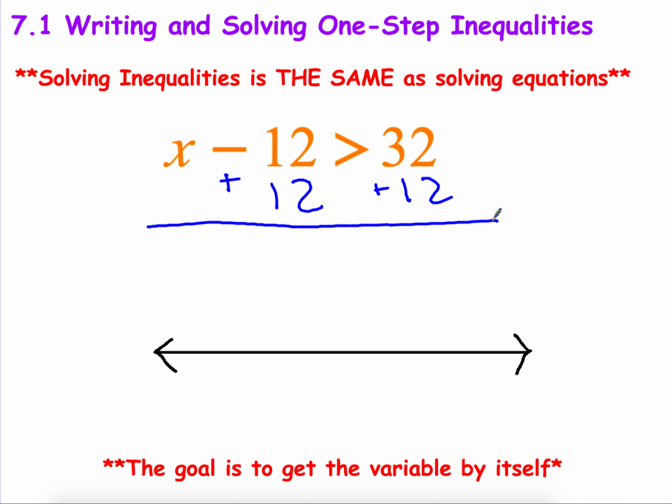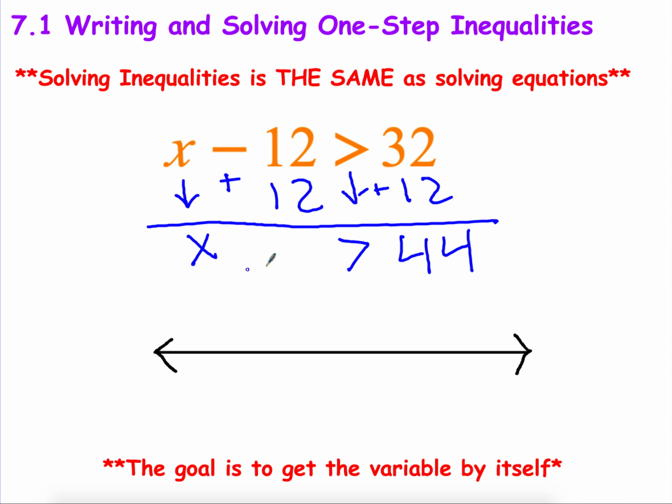One thing that's really important with inequalities: when we bring our variable down, we have to do it in this order. And we have to bring our inequality symbol down because it's no longer an equal sign. The direction of the inequality symbol really does make a difference. Then I would solve. So I have x is greater than 44.